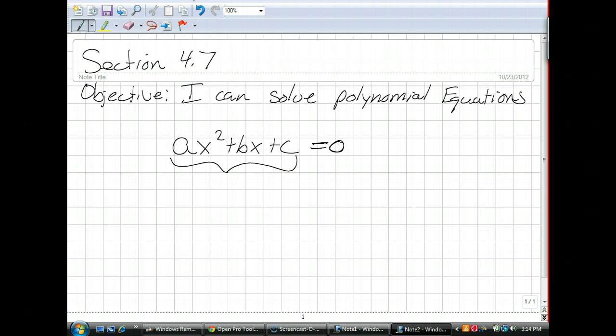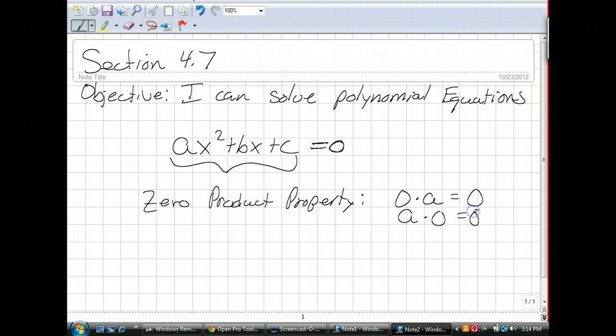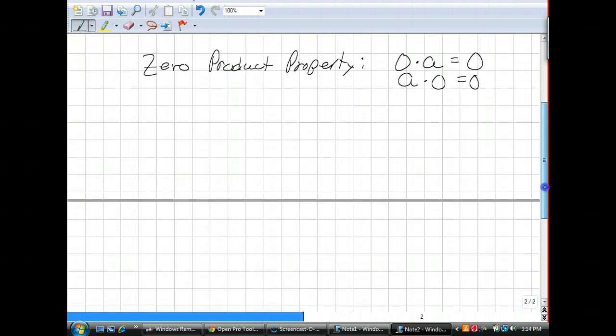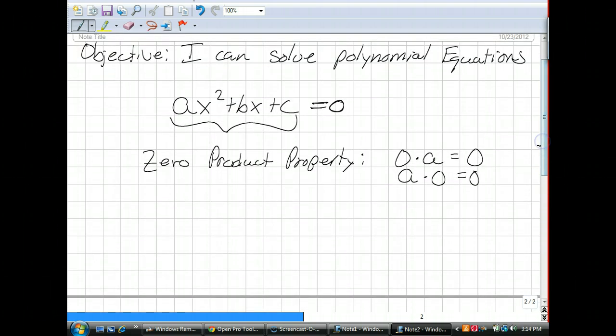to solve it. Okay? In order to solve polynomial equations, we use what's called the zero product property, which is just a fancy name for saying anything times 0 equals 0. Okay? So our goal is to factor the polynomial just like we factored in the last couple days, and then set each factor equal to 0 and force it to be 0.